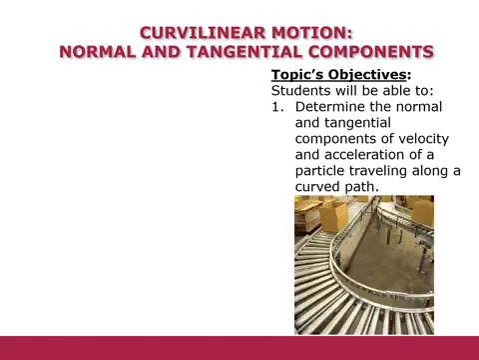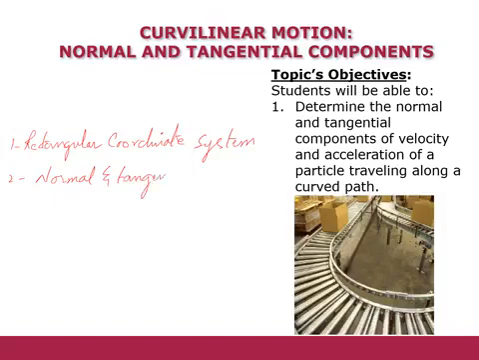So the three coordinate systems in which the motion of the particle can be defined are: number one, the rectangular coordinate system, the other one is the normal and tangential coordinate system, and the third one is the cylindrical coordinate system.